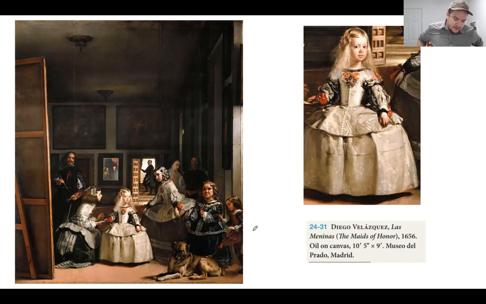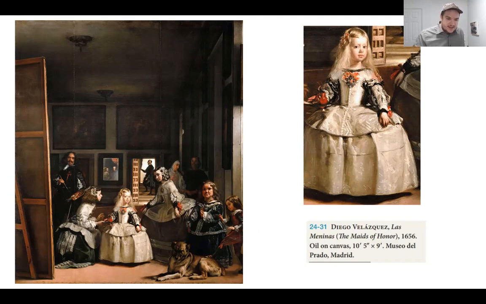Las Meninas translates to ladies in waiting. We can identify all the figures in this painting, but nobody has really nailed down what this painting is supposed to be about, which is kind of strange for how big this painting is and how beloved it is. It's still kind of a mystery, which is pretty strange.